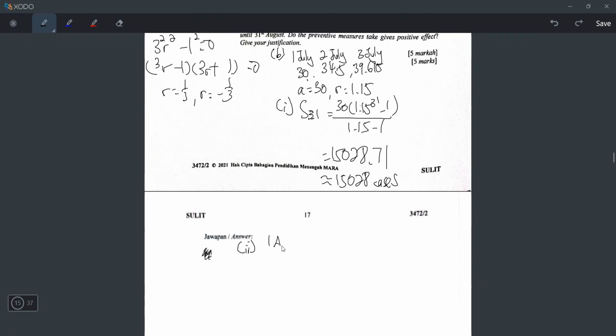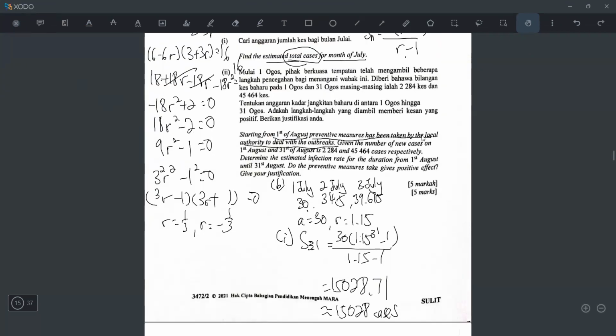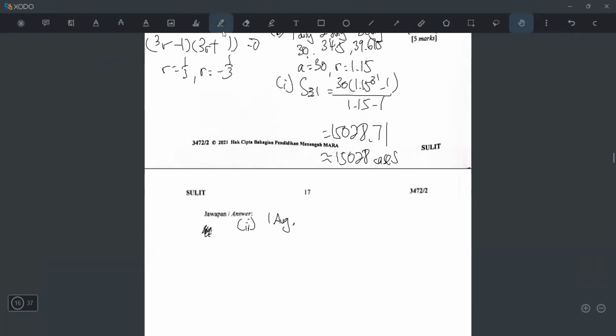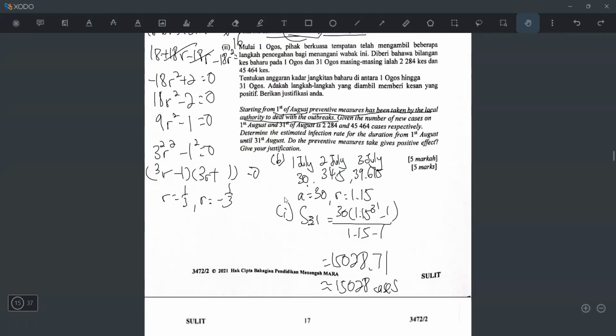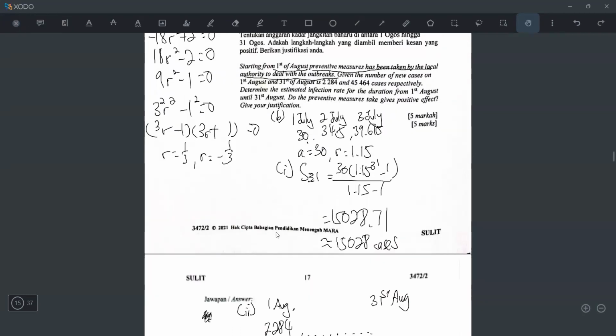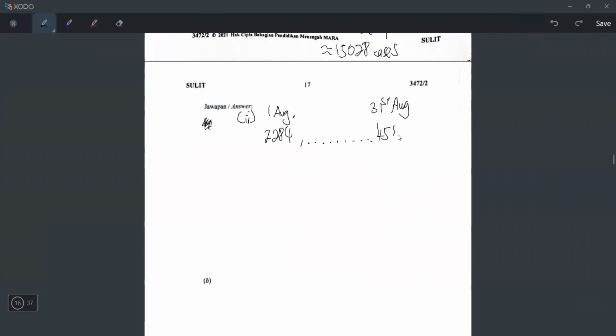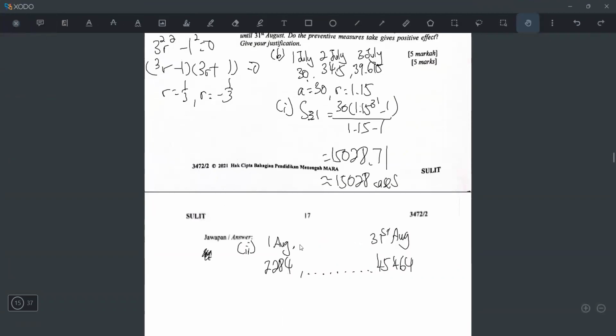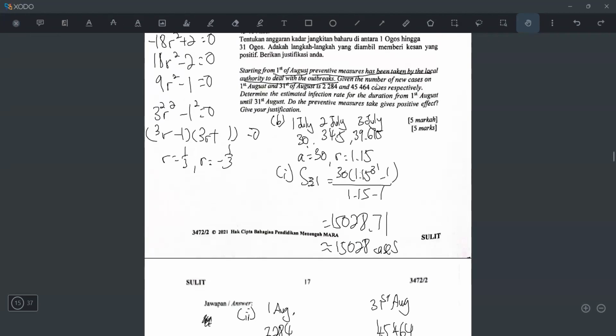So starting from 1 August, preventative measures have been taken by the local authority. The number of new cases on 1st August is 2284. Okay, so 2284, right? And then the number of cases on 31st August is 45464. So the last day, 31st August is 45464. The last day, right? So these are all what? These are all number of new cases. New cases. Okay.